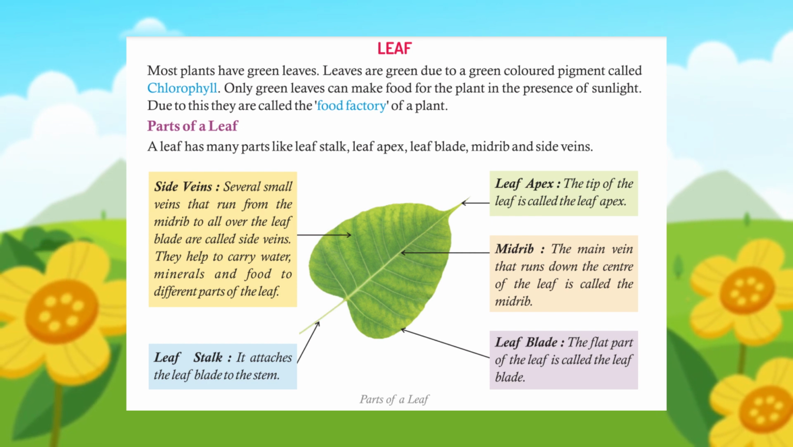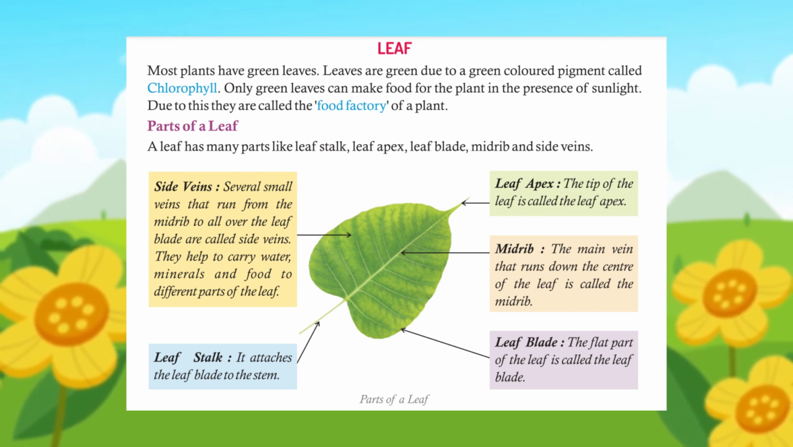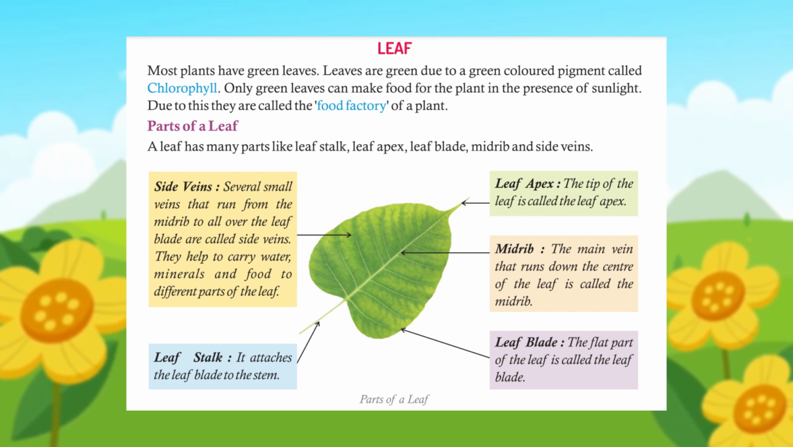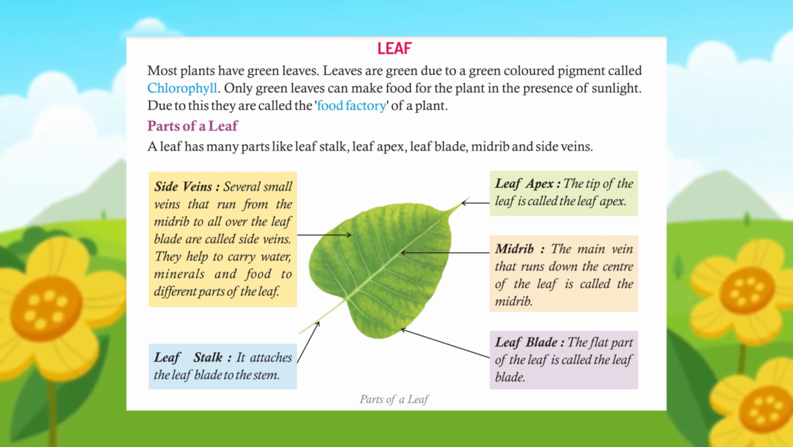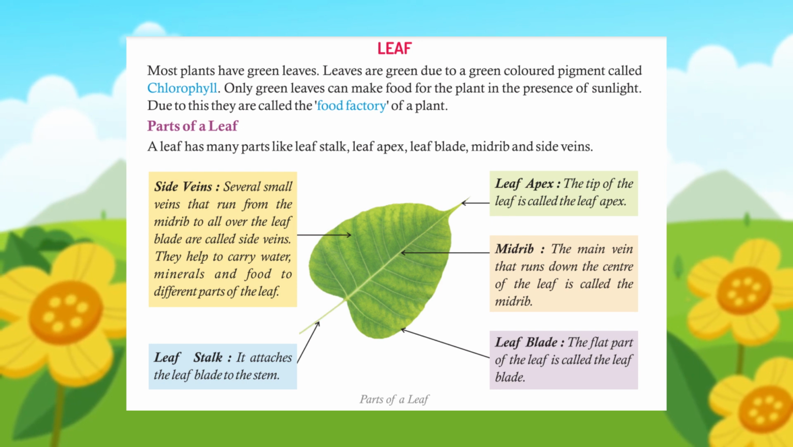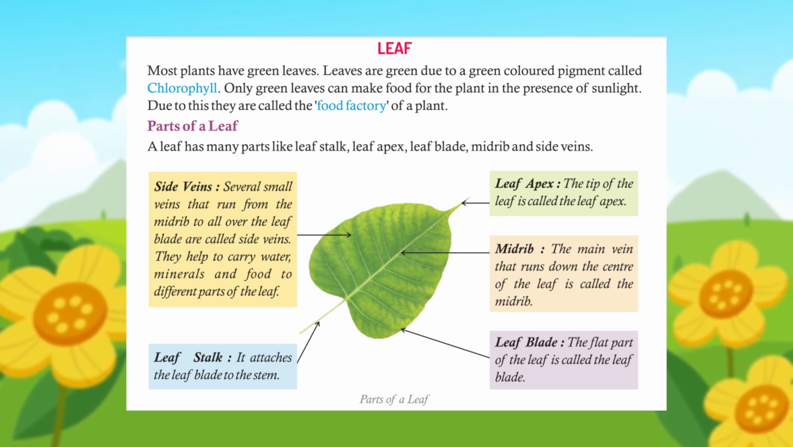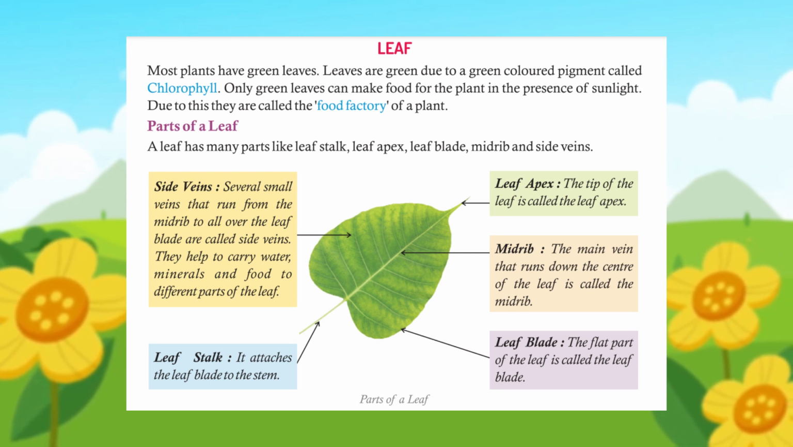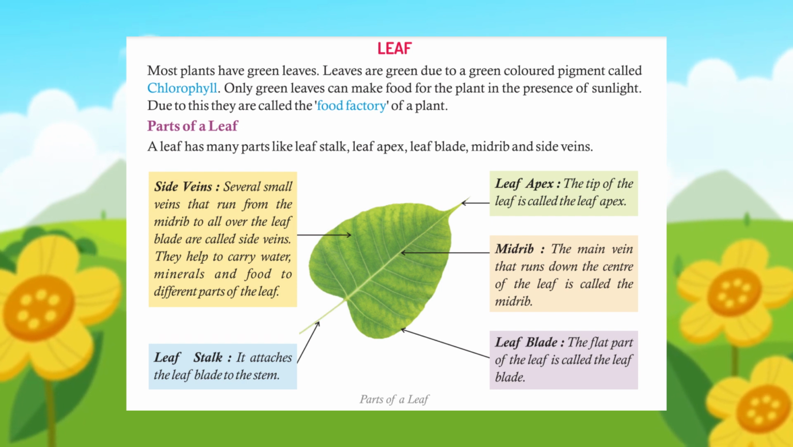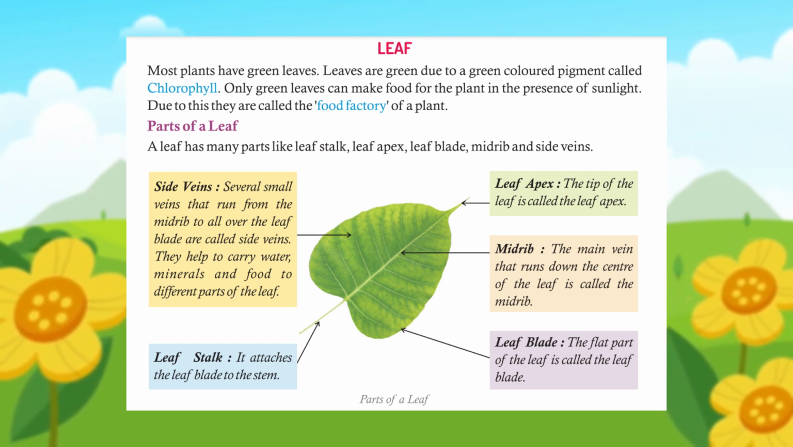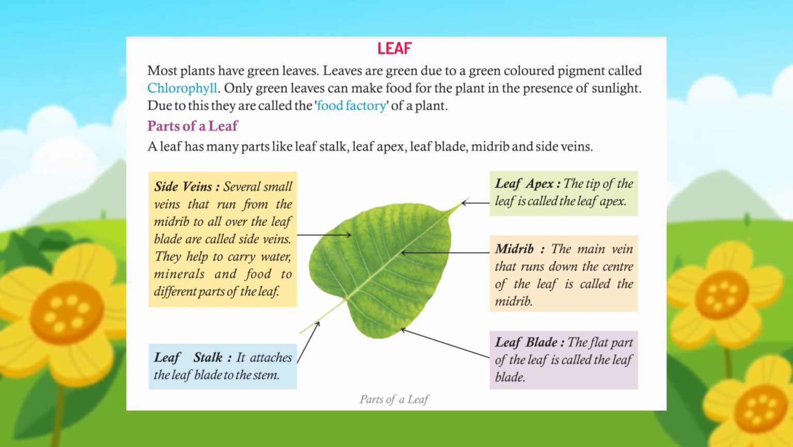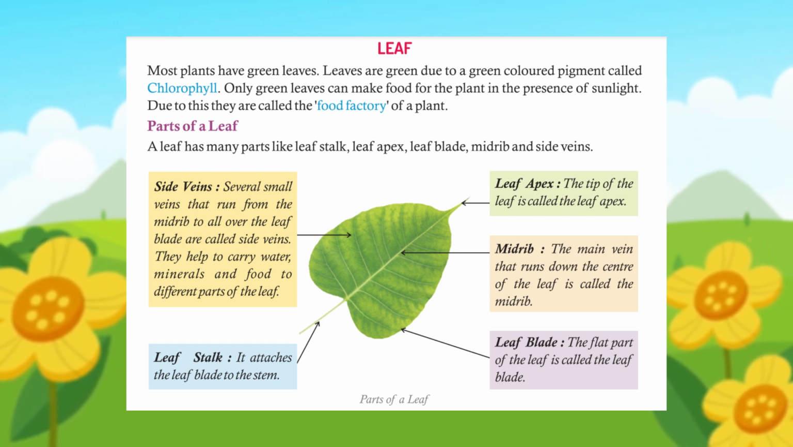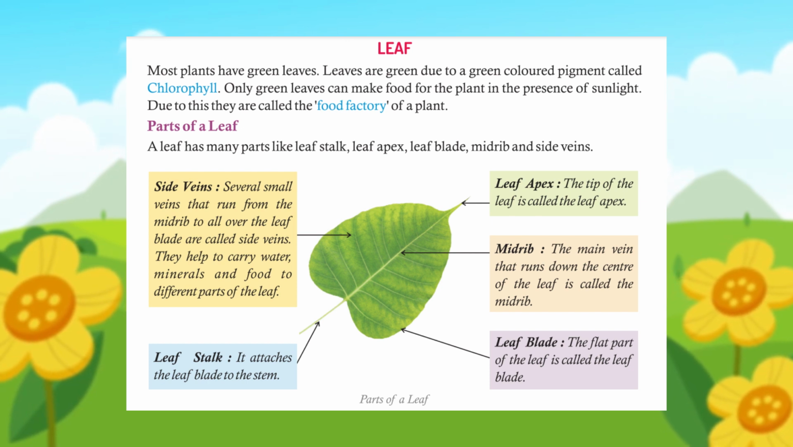Parts of a leaf. A leaf has many parts like leaf stalk, leaf apex, leaf blade, midrib and side veins. Side veins: several small veins that run from the midrib to all over the leaf blade are called side veins. They help to carry water, minerals and food to different parts of the leaf. Leaf stalk: it attaches the leaf blade to the stem.